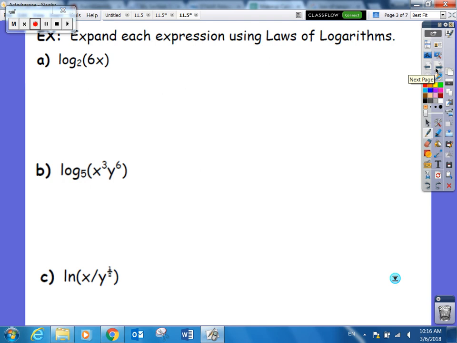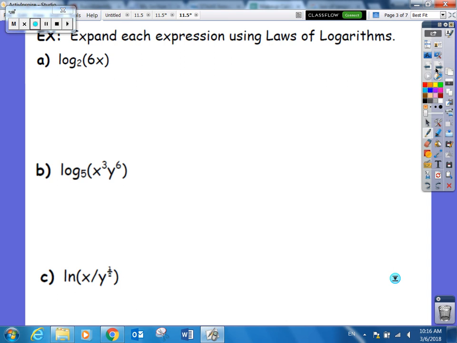Now we're going to expand. When you expand, it means you are completely expanded. There are no parentheses. You're not unexpanding by factoring. There's nothing like that. No parentheses, no exponents. Each argument is completely by itself. So if you're expanding, each argument is completely by itself. That's one of the key things to recognize.